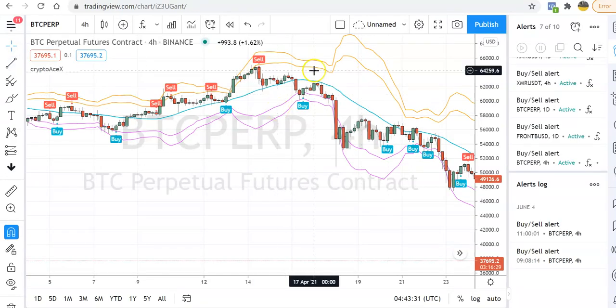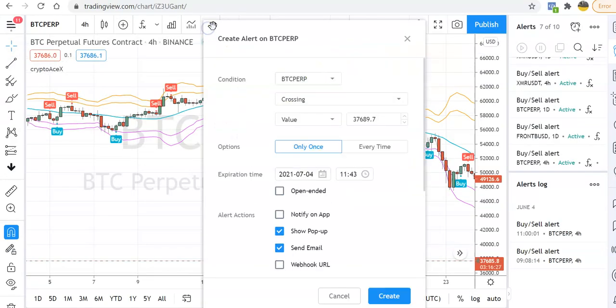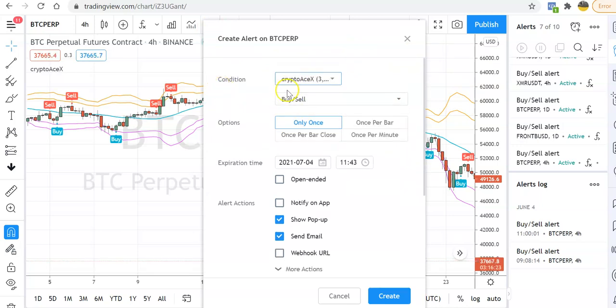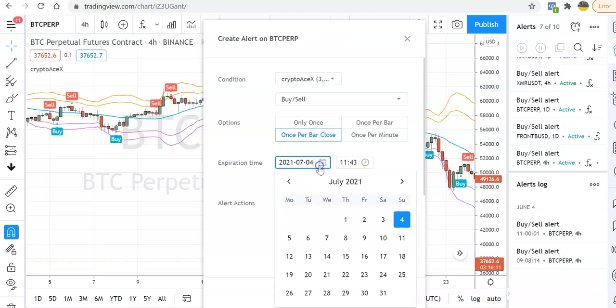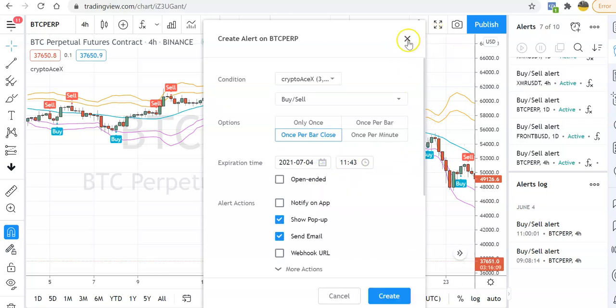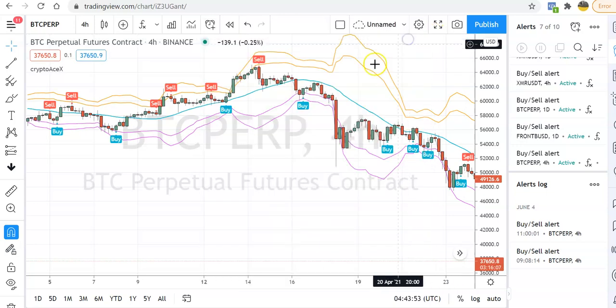Again, to program that alert is pretty simple. You just select the condition here. Once you have the CryptoAceX indicator on your chart, you just select buy and sell, once per bar close, and just select create. Each week you'll have to do it again. You can set your expiry time to whenever you want, depending on your TradingView account. But when these signals occur, they're very, very powerful.